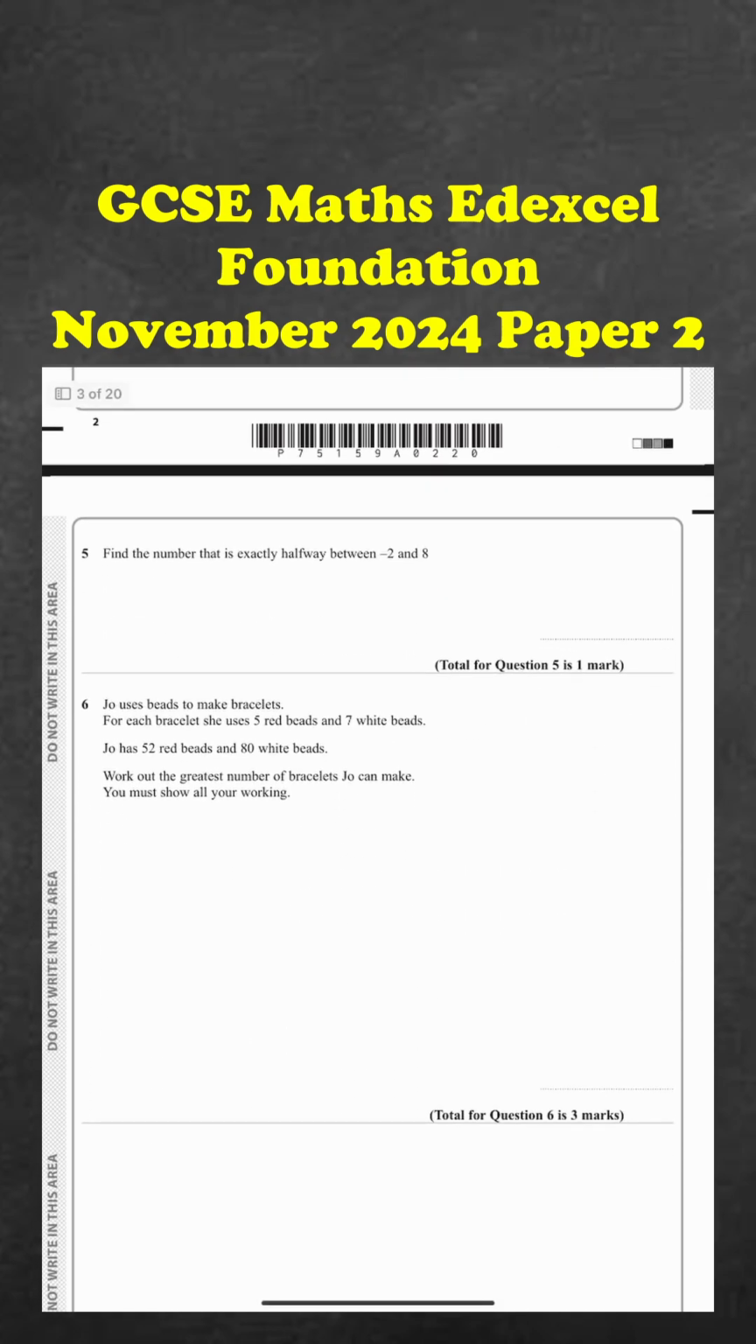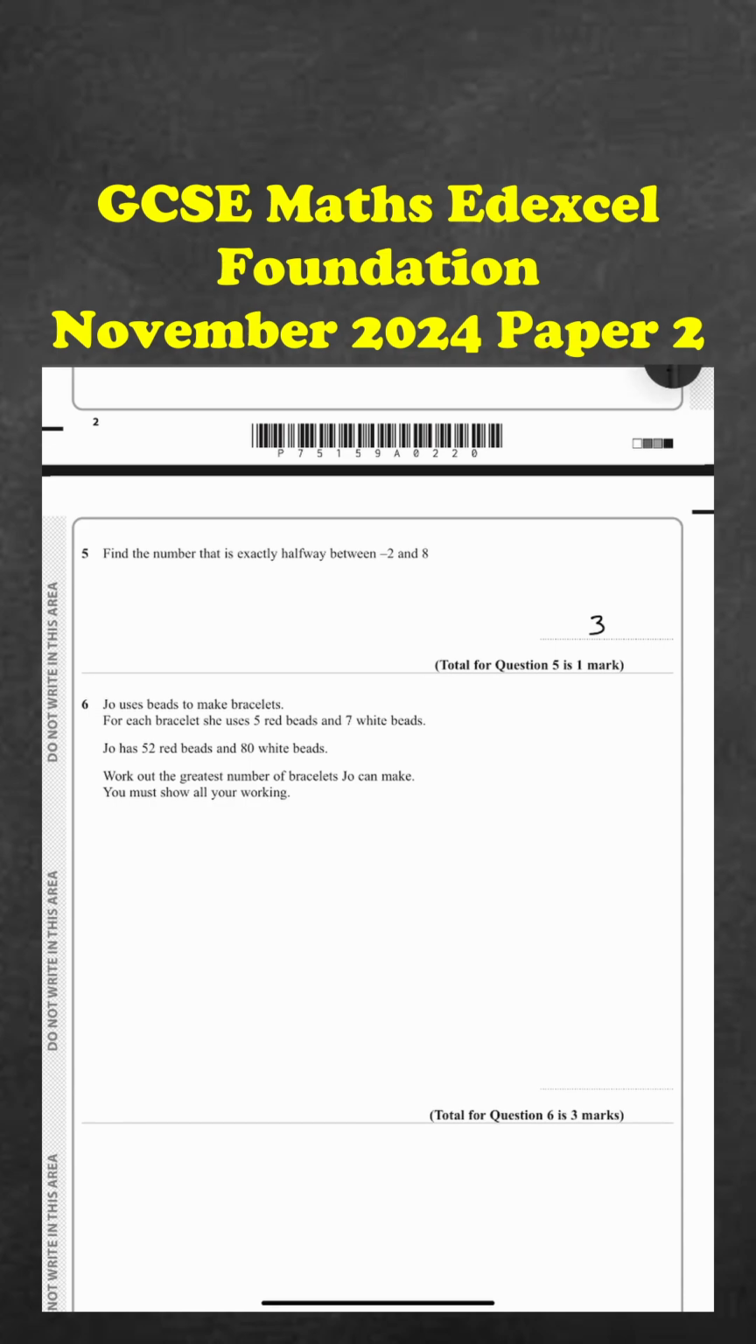Question number 5. Find the number that is exactly halfway between -2 and 8. Well, if you do 8 minus -2, you get 10, so there's 10 numbers between them, so you just need to find out the number that is 5 away from both of them, and that would just be 3.